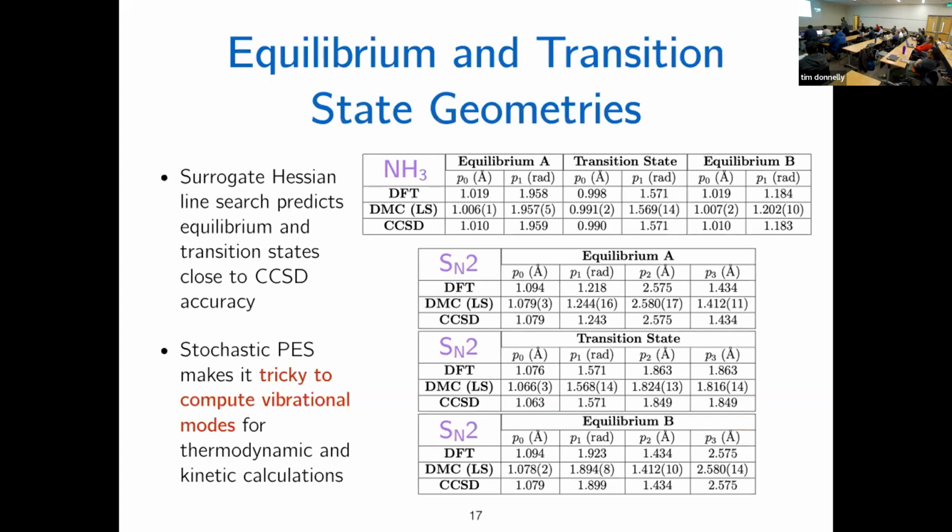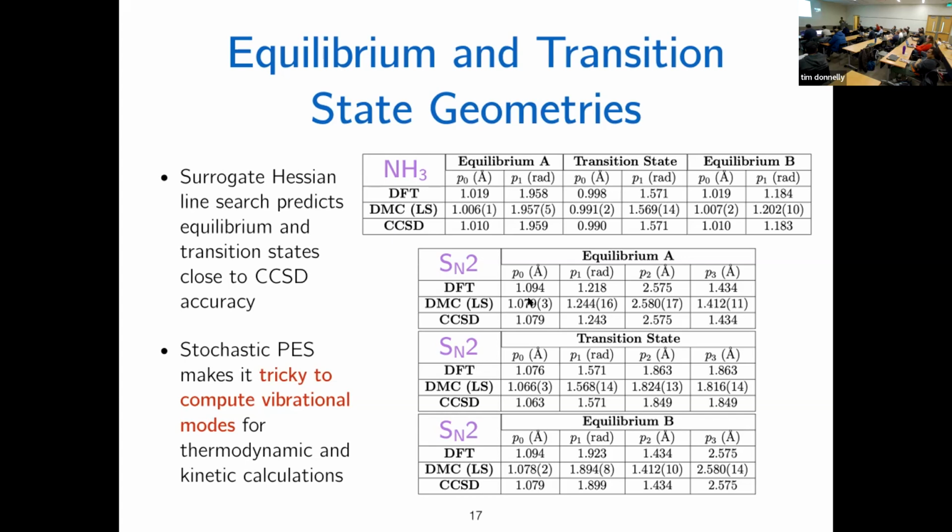To summarize, equilibrium and transition state geometries using the standard approach are predicted very nicely by DMC, especially along the parameters to which the energy is very sensitive. And so you get bond lengths that are between DFT and CCSD in almost all cases. So this is great. Another question is, let's say you wanted to do thermodynamics and kinetics using these structures.